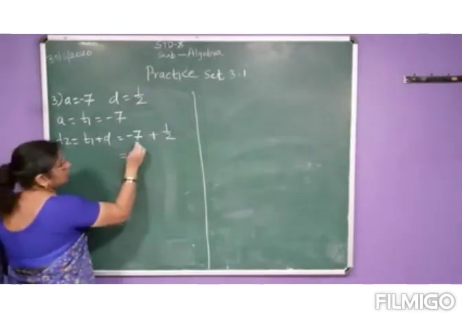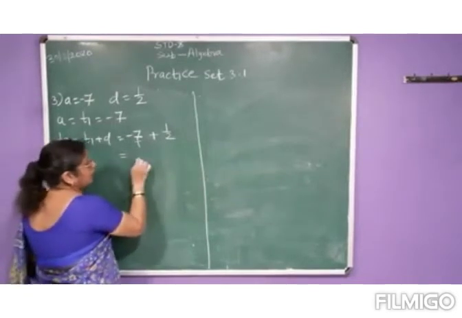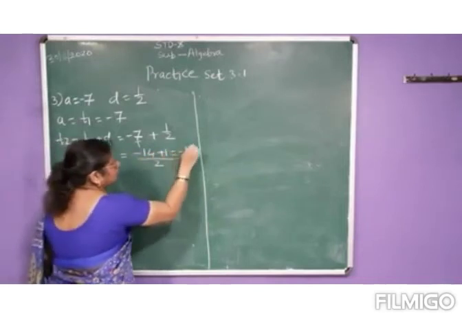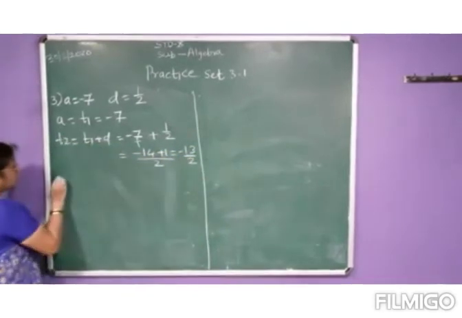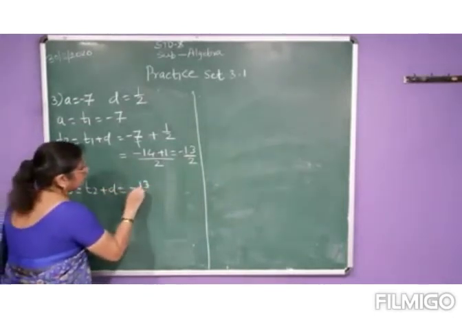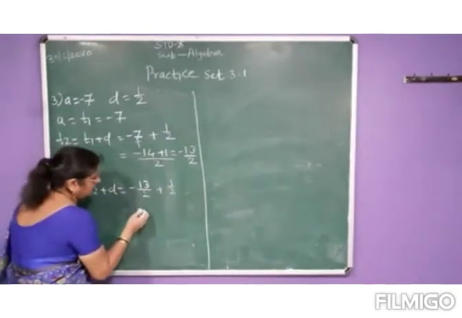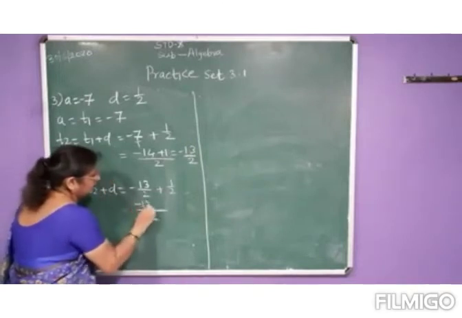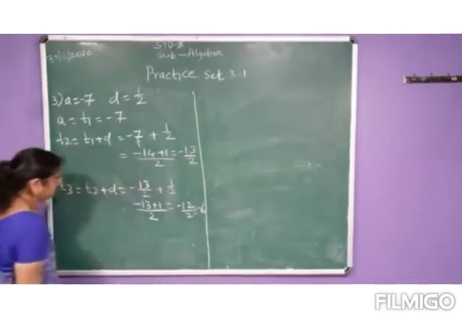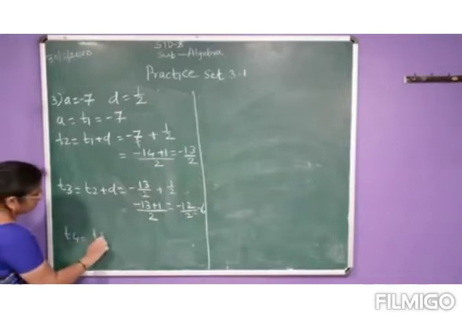Okay. So now here it is understood that 1 is there. So now again the same procedure. I am making the denominator same. So -14 plus 1. So -13 upon 2. T3, T2 plus D. -13 upon 2 plus D is half. Now here the denominator is same. So -13 plus 1, -12 upon 2. So what answer I got here? -6. T4 is equal to T3 plus D.